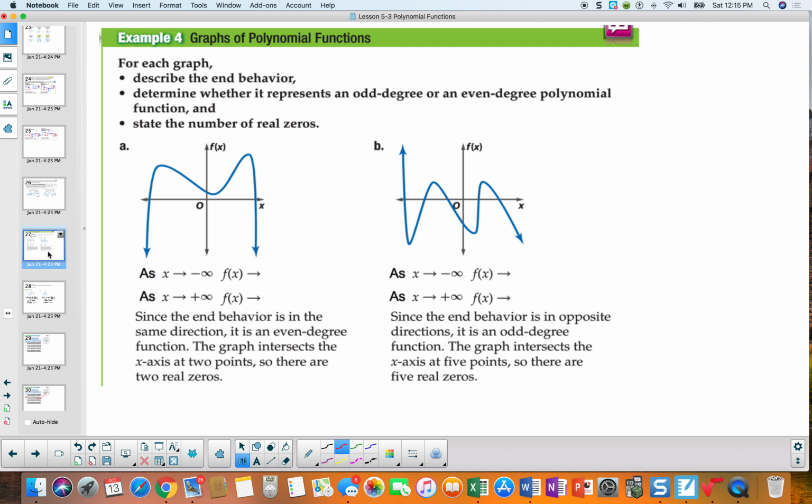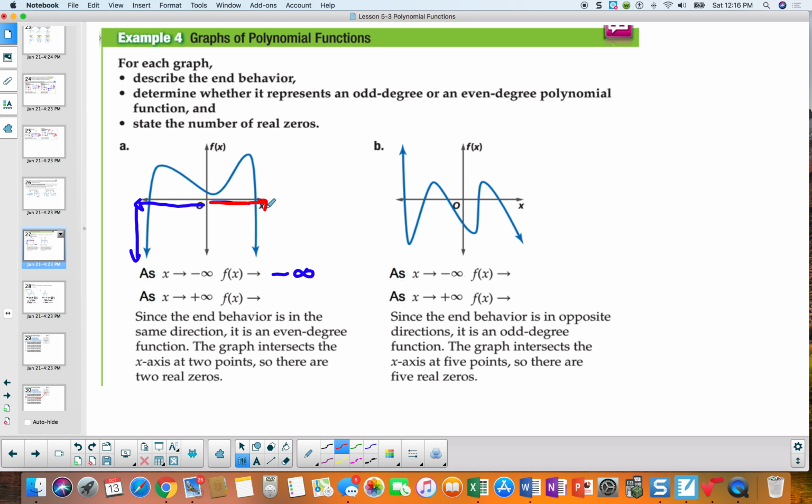Okay, I'm going to be giving you pictures, and I want to see if you can describe the behavior by looking at the picture. The first thing is we're going to take a look as x approaches negative infinity. So I'm going to start right here. As x goes to negative infinity, I want you to notice that the y's are going down, so we say negative infinity.